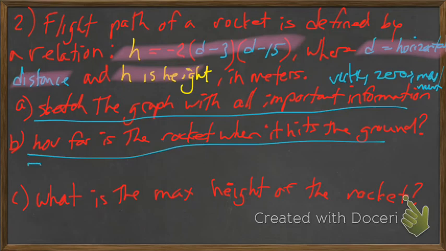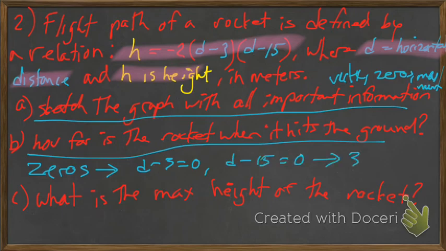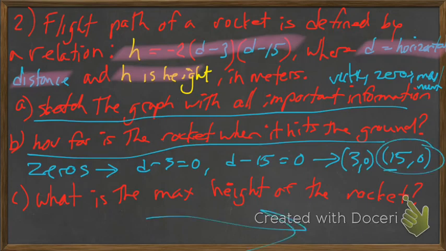How far is the rocket when it hits the ground? Well, that's going to be based off your zeros. Okay, let's solve that now. We'll have d subtract 3 equaling 0, and d subtract 15 equaling 0. And the answer for those would be 3 and 15. So I'm assuming, because of the horizontal motion, which is this way, it's going to be 15 meters.